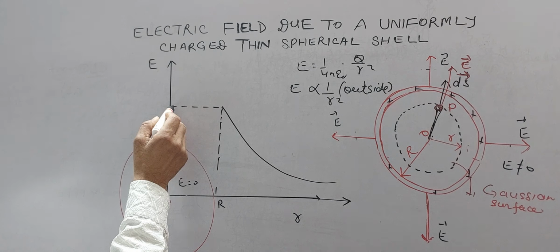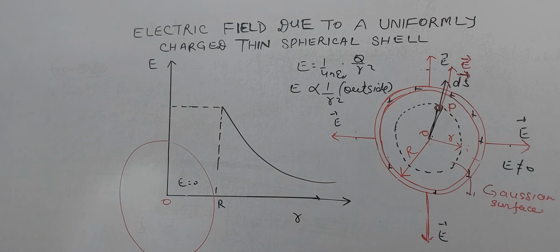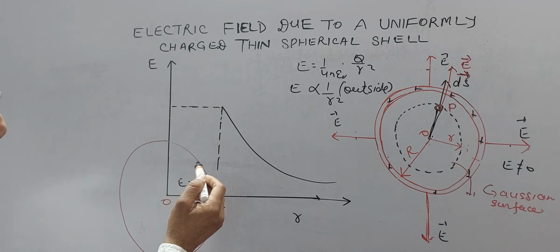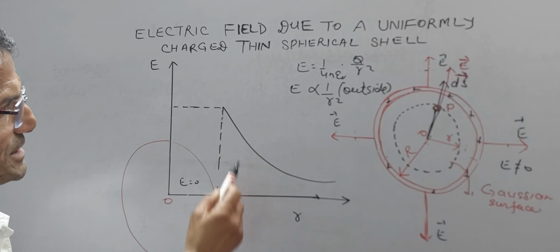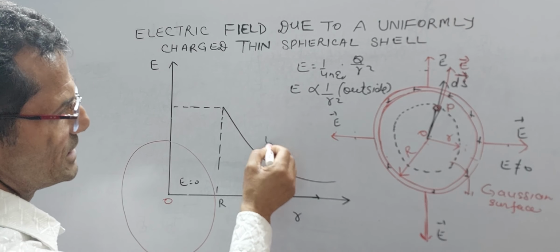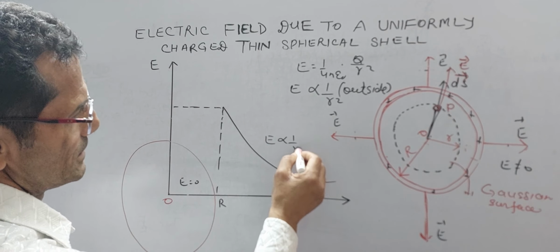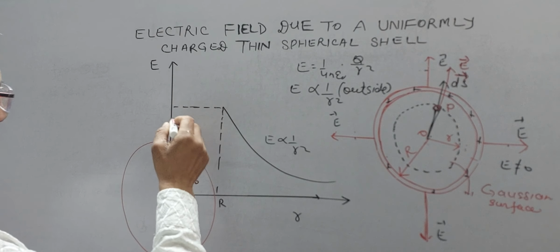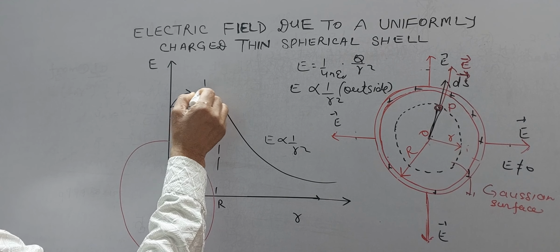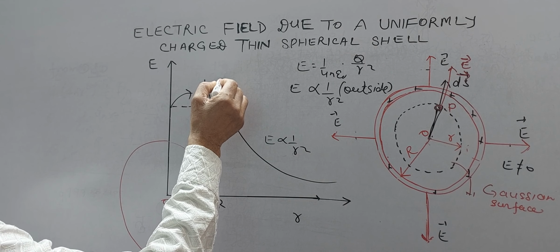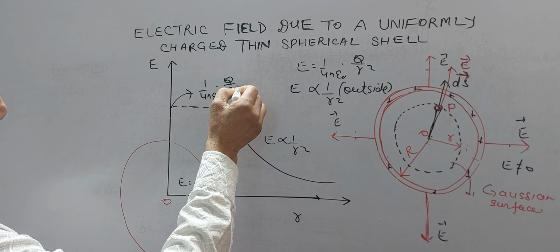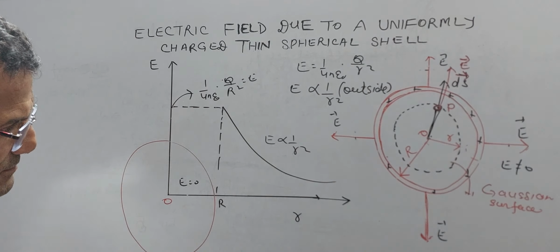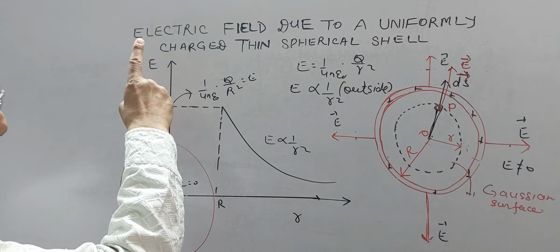Inside there is no field, so on the surface it has the maximum electric field. As we go away from the center of this spherical shell, the electric field goes on decreasing. That maximum value comes out as 1 upon 4 pi epsilon naught, total charge divided by capital R square. So this is the graph between E and r.